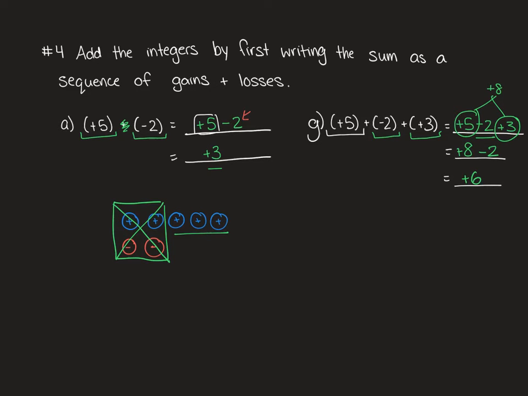To see what that would look like with integer chips, we would start with our 5 positives. 1, 2, 3, 4, 5. Then we draw our 2 negatives underneath. And then we need 3 more positives. So I'm actually going to line those up with the other positives there. And then we find our 0 pair. These ones cancel each other out. So I am left with 6 positive chips, which means I have +6.